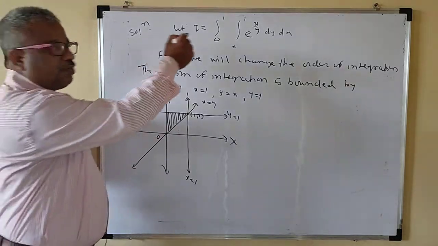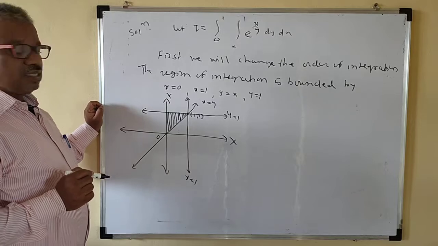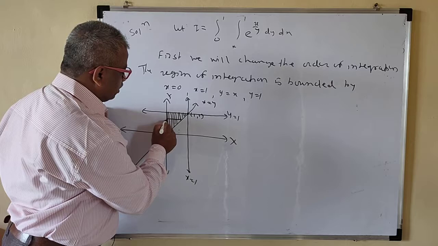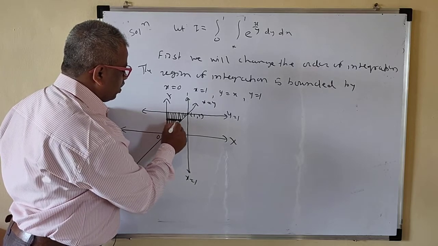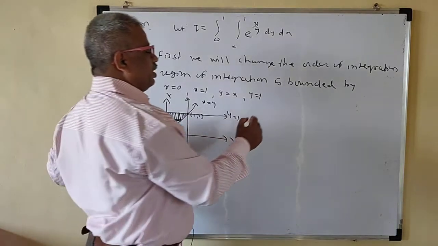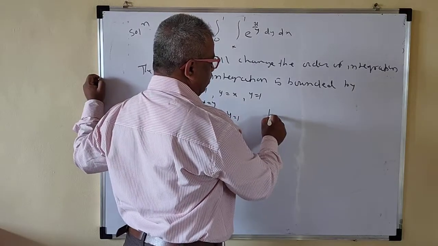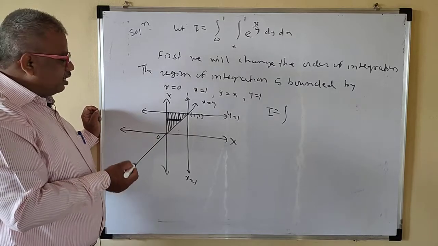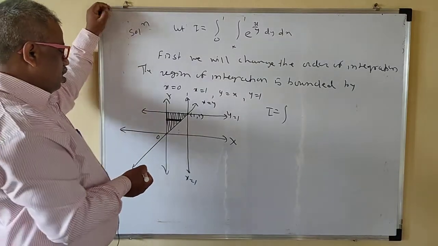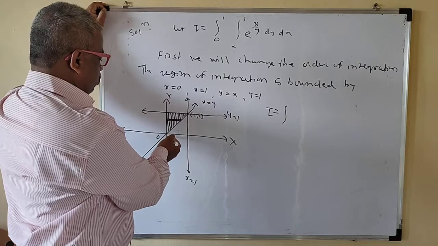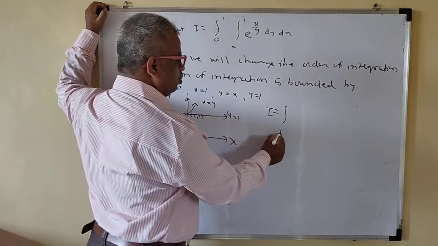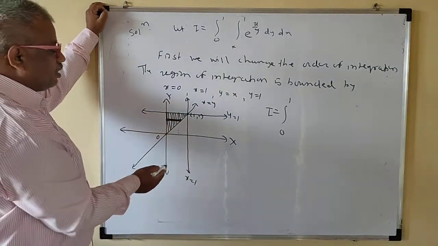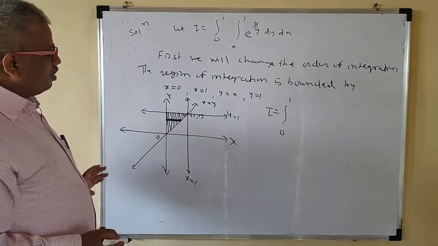So that means what? The strip is parallel to the y-axis, so our strip should be parallel to the x-axis there. We'll draw a strip parallel to the x-axis. Okay. So now the integral can be written as I is equal to. Since your strip is parallel to the x-axis, you have to write the limits of y first. So limit of y is what? 0 to 1. Then limits of x. X from the left curve and x from the right curve.